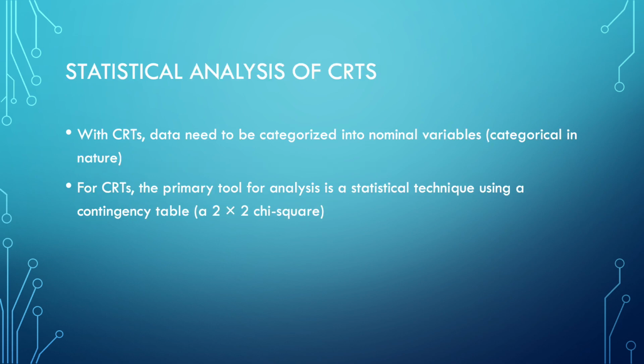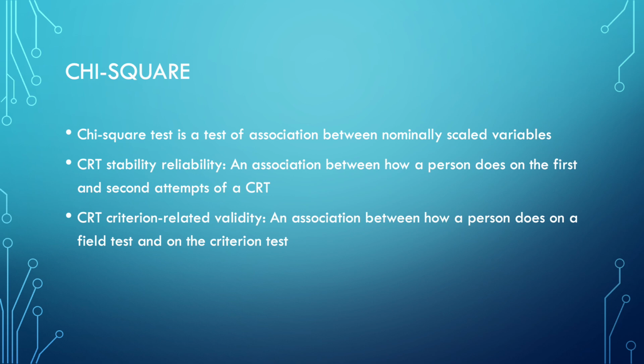When we're looking at the statistical analysis of criterion reference tests, we need to first categorize the data into nominal variables. So it needs to be some sort of categorical in nature. It's usually above or below the norm or the standard. For these, the primary tool for analysis is a statistical technique using a contingency table, which is also called a 2x2 chi-square. So what a chi-square is, it's a test of association between nominally scaled variables.